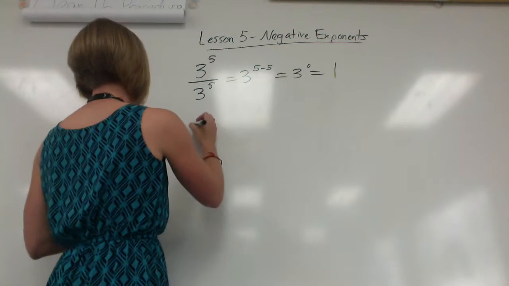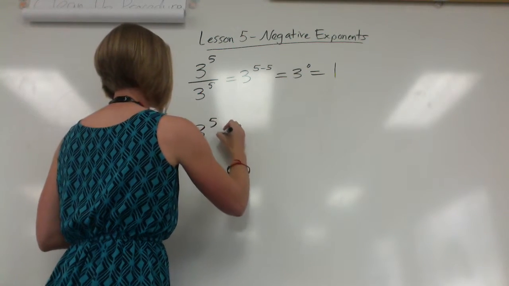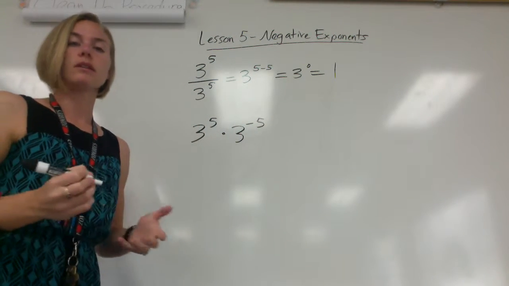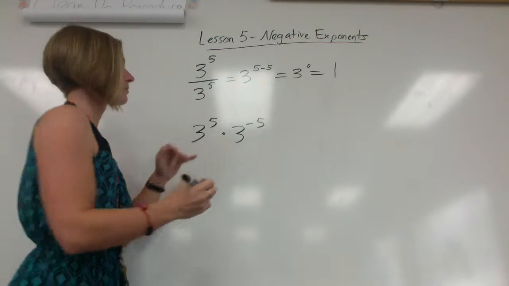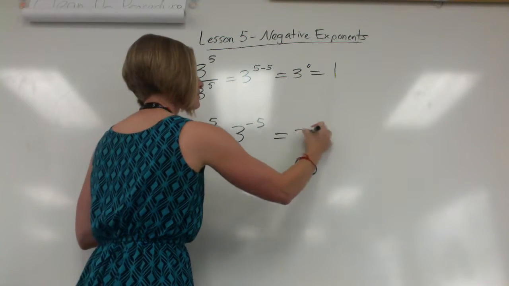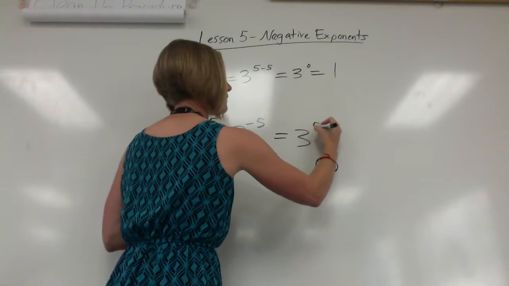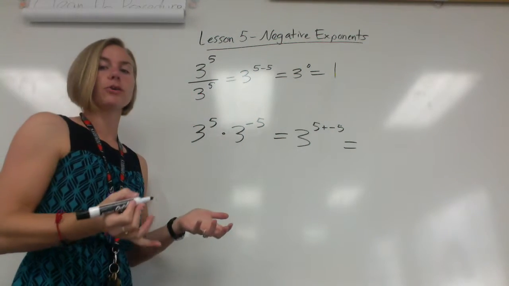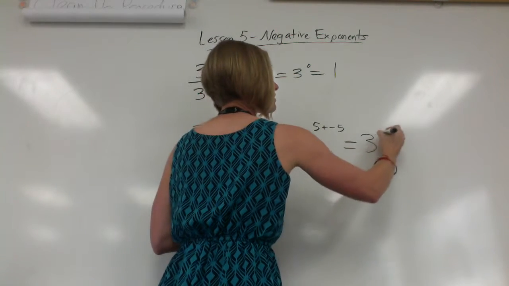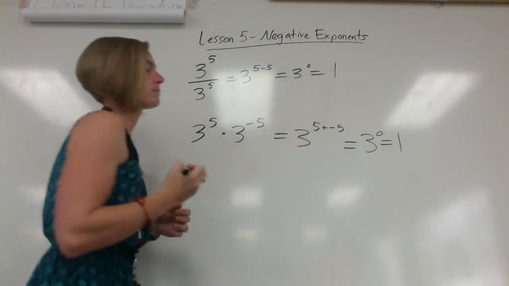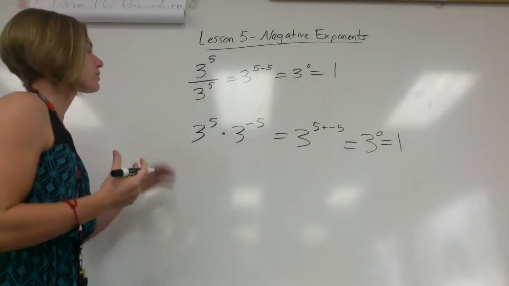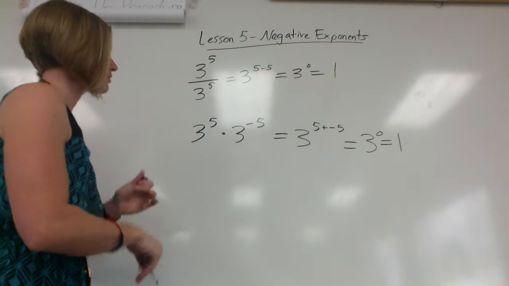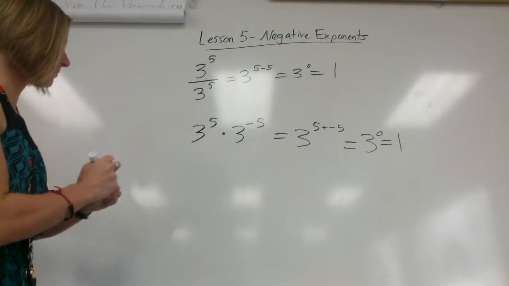Now, what if we had 3 to the 5th times 3 to the negative 5th? Well, here we can do the product rule that says we're going to add 5 plus negative 5, which we also know means 0. And 3 to the 0 equals 1. So here we see two versions of pretty much the same thing. Okay? And take a look at what's changed from this one to this one.